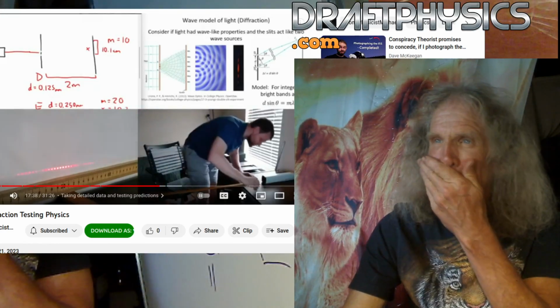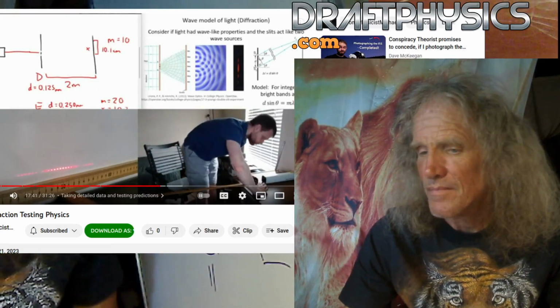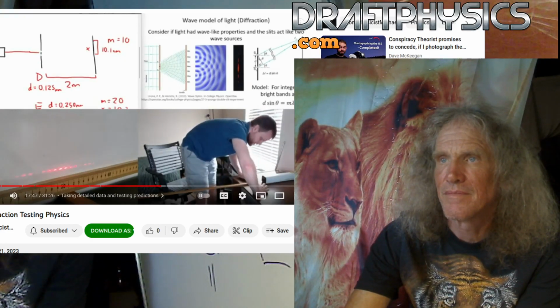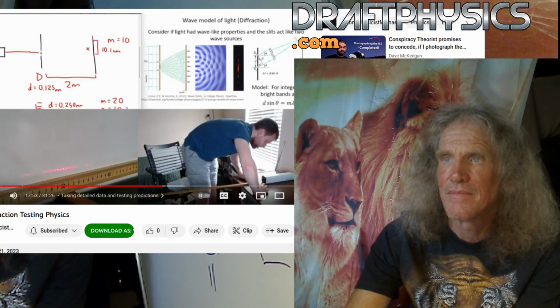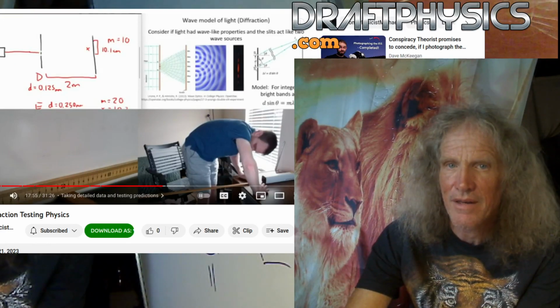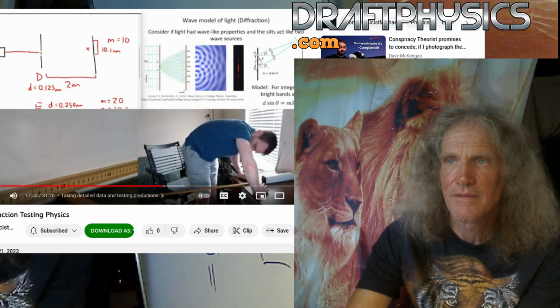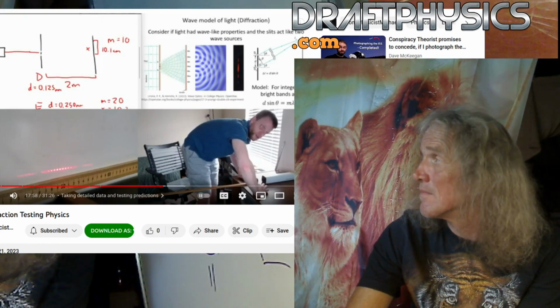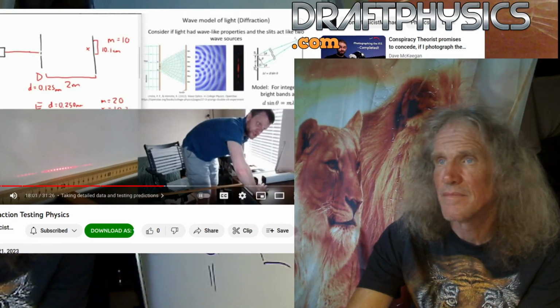So this was the case for E when the two slits were further apart, and this is the case for D when the two slits are closer together. So when the slits are closer together, that diffraction pattern is a little bit more spread out. The pattern has more elements. When the slits are further apart, that diffraction pattern is going to be closer together.